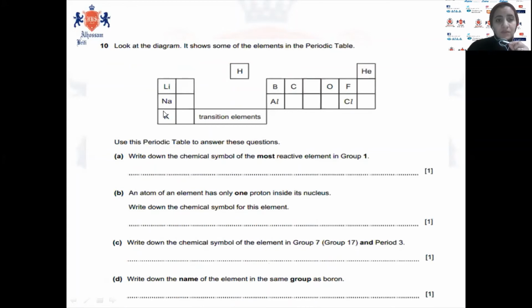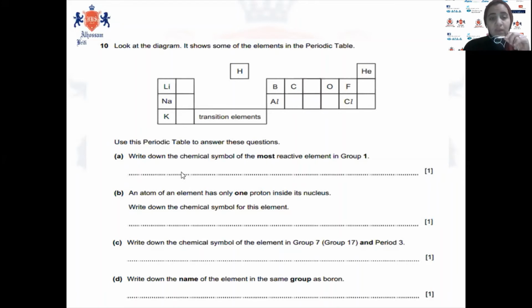Okay, we can solve this. Periodic table. Look at the diagram, it shows some elements in the periodic table. Muhammad Mahmoud. Use this periodic table to answer these questions. Write down the chemical symbol for the most reactive element in group 1. K.